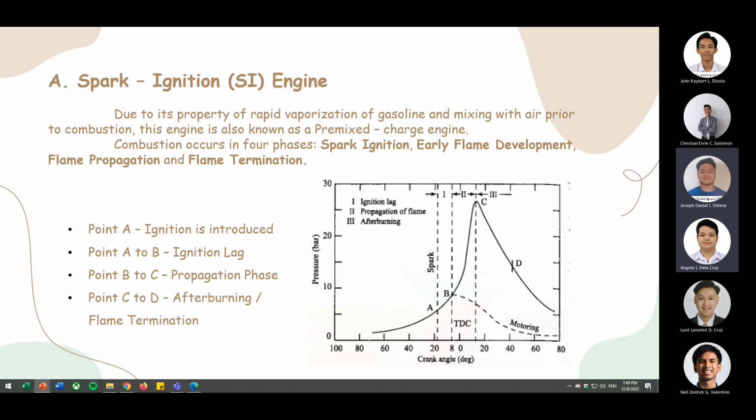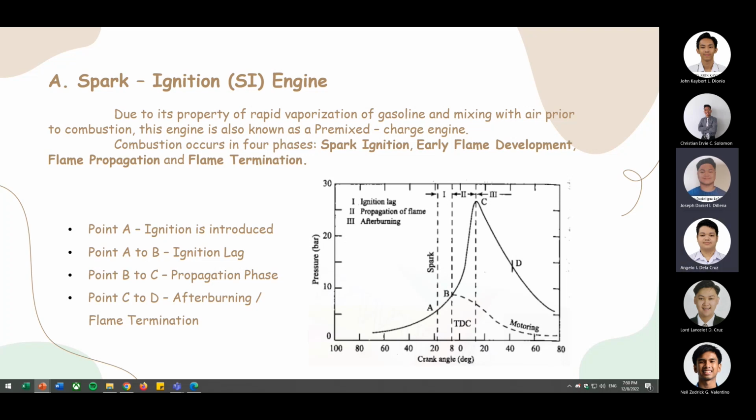Proceeding, combustion occurs in four phases: spark ignition, early flame development, flame propagation, and flame termination. If you are not familiar, flame propagation means the spread of the flame. Referring to the graph below, point A is where the ignition is, and the distance from A to B is the ignition delay. Point B to C is the propagation phase, and then point C to D is the afterburning or flame termination phase.